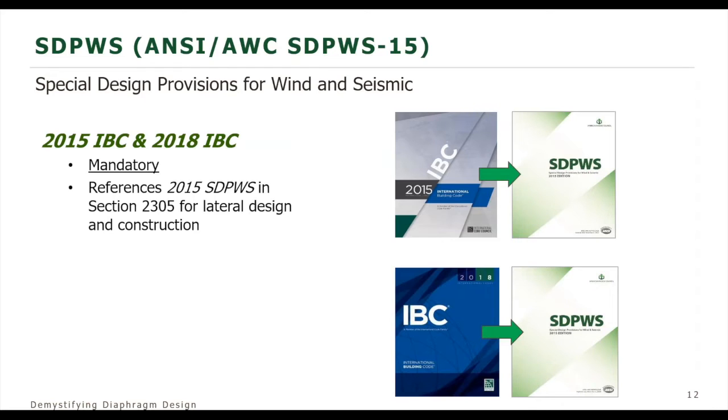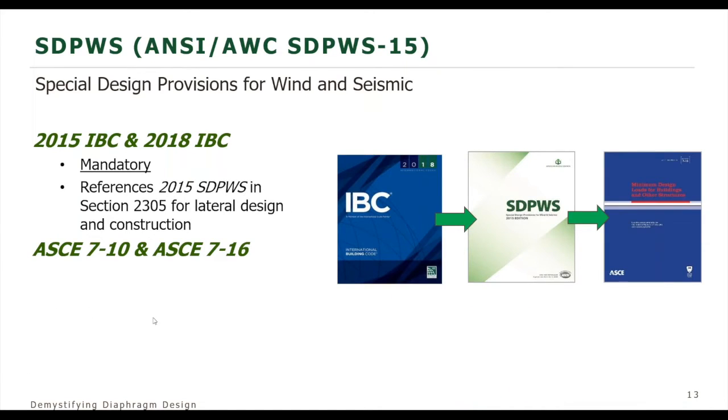Now, this presentation is based on the IBC, which is the 2015 and the 2018 IBC, which make it mandatory when you're designing wood structures to use the wind and seismic provisions. That's the Special Design Provisions for Wind and Seismic. Some people call it SDPWS. And then also to note is ASCE 7-10 and ASCE 7-16.